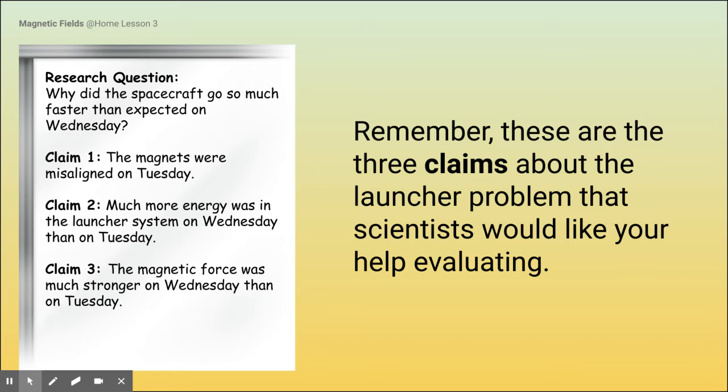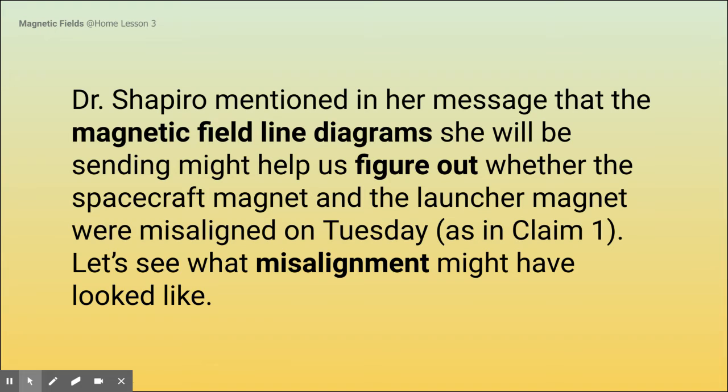So these are three claims. Remember, these are the three claims about the launch program that scientists would like your help evaluating. So we got these yesterday. So Dr. Shapiro mentioned in her message that the magnetic field lines diagram she will be sending might help us figure out whether the spacecraft magnet and the launcher magnet were misaligned on Tuesday, as in claim one.